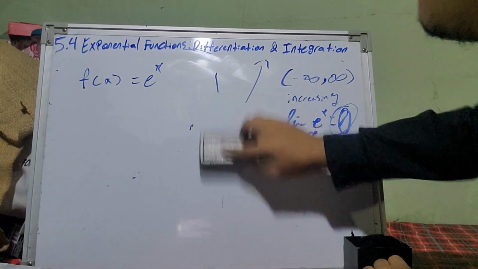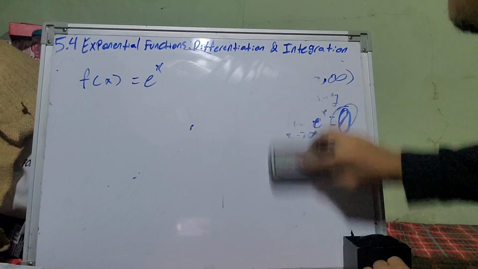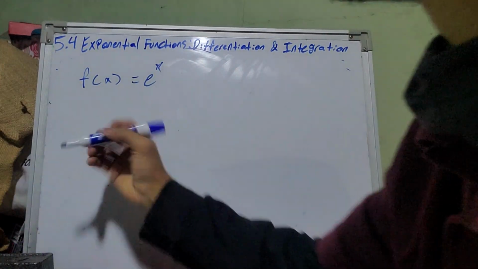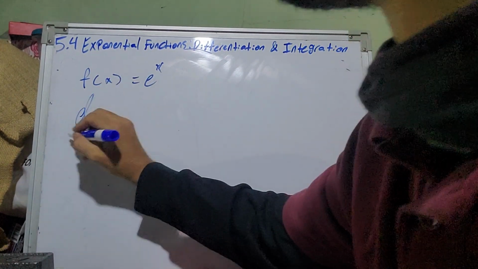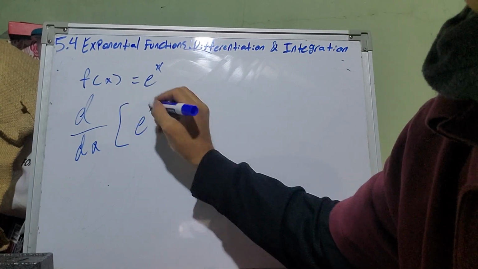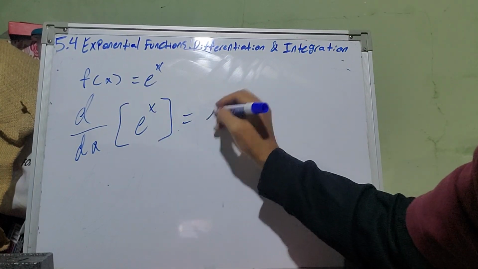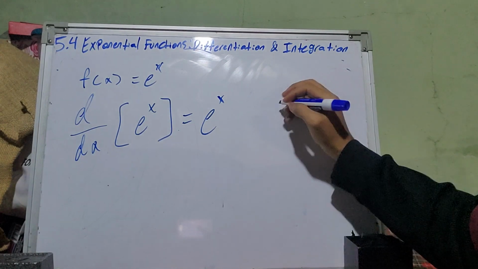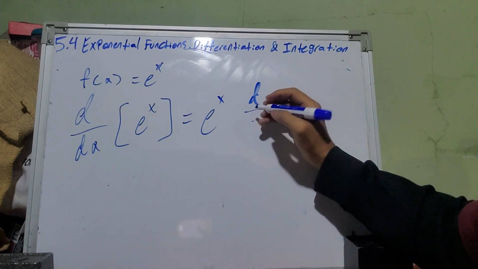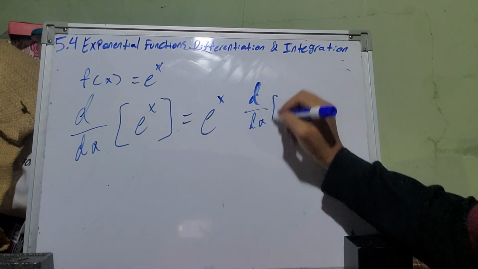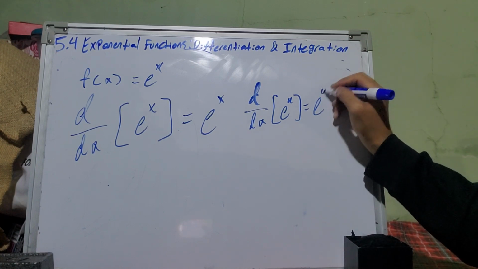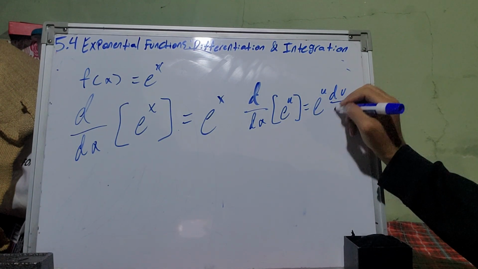When finding the derivative of a function e to the power of x, we can see that the derivative of e to the x will always equal e to the x. We can also present this as the derivative of e to the u will be equal to e to the u times du dx.